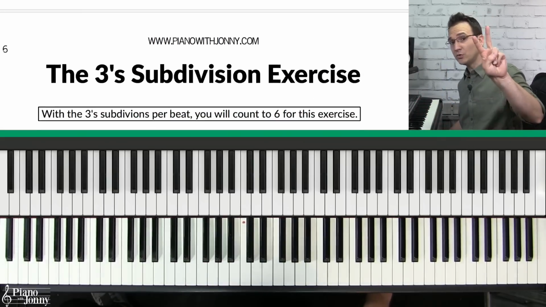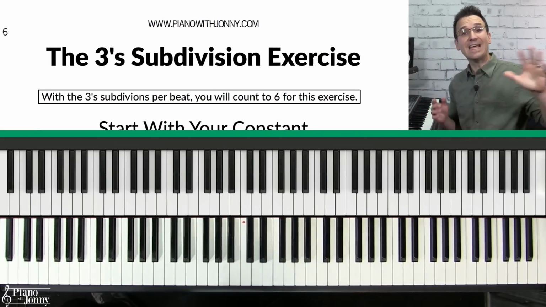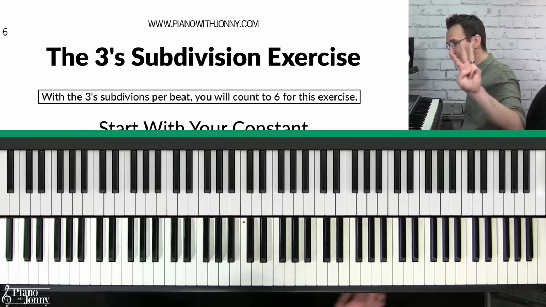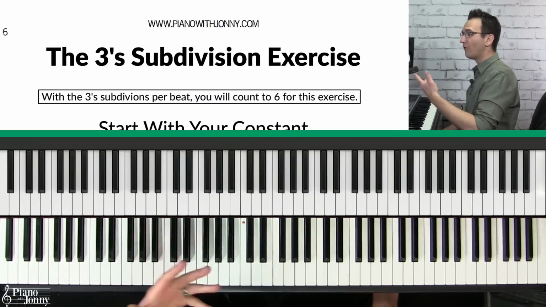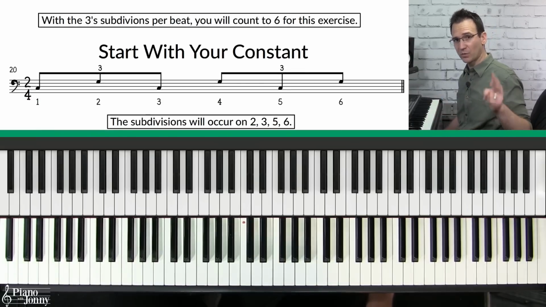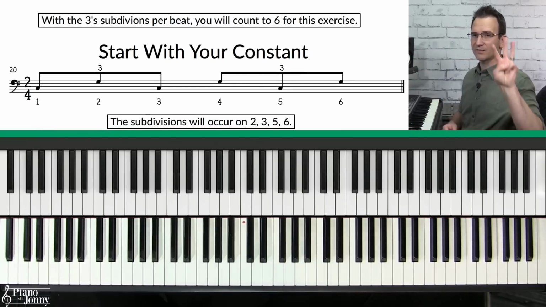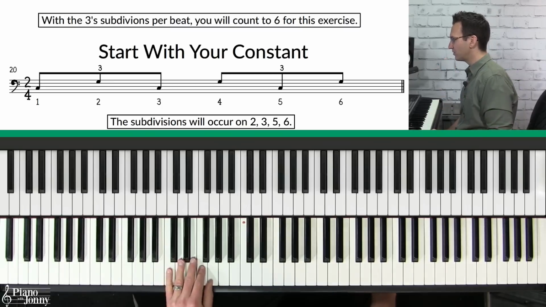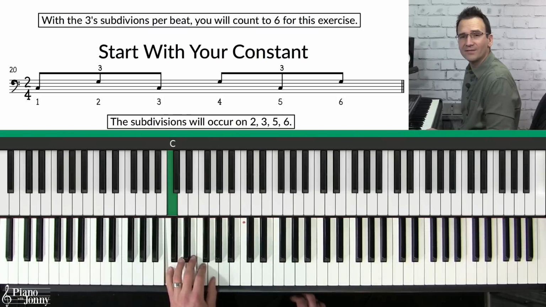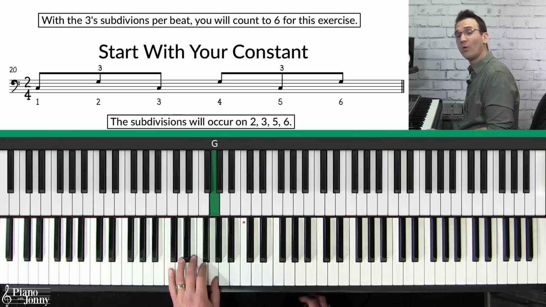Now, these are 2-note subdivisions. These were 8th notes. What about those triplets that I talked about earlier, where you have the 3-note subdivisions? Well, for this exercise, you're going to count to 6. Okay, so we're having 2 beats. Each beat is divided into 3. Okay, so if you start with your constant in your left hand, 1, 2, 3, 4, 5, 6. 1, 2, 3, 4, 5, 6.